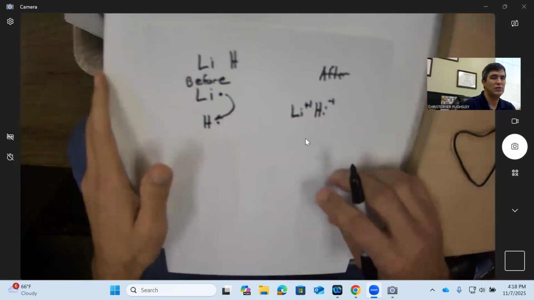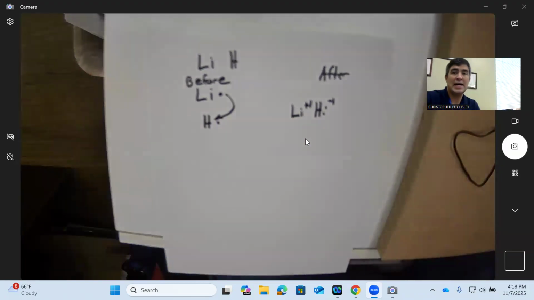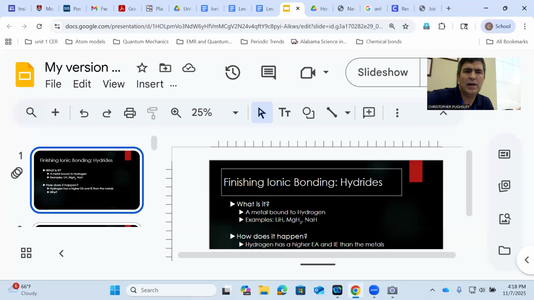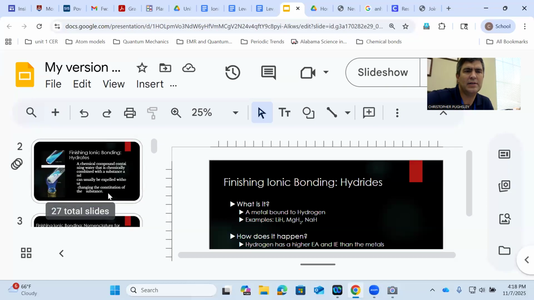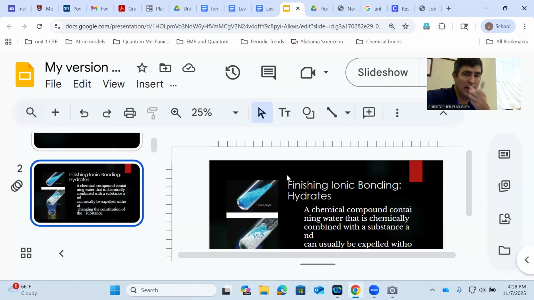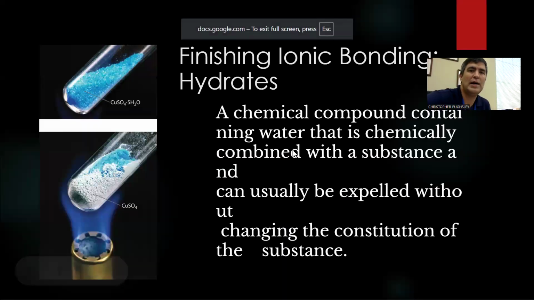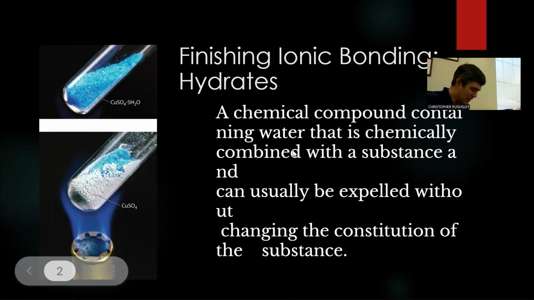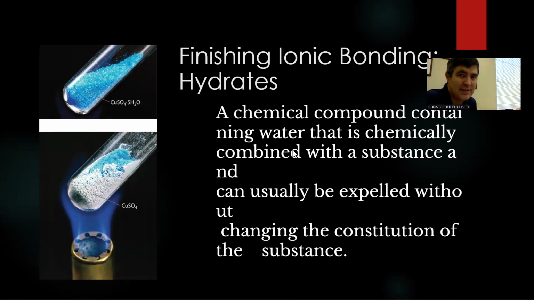And so these are hydrides, right? It's a type of ionic bond that we didn't have time to go over, but we are going over right now here. And so the next thing here, hydrates. Let's go over what a hydrate is. We actually ran into hydrates. I think one of my groups, maybe in seventh period, got to deal with a hydrate.